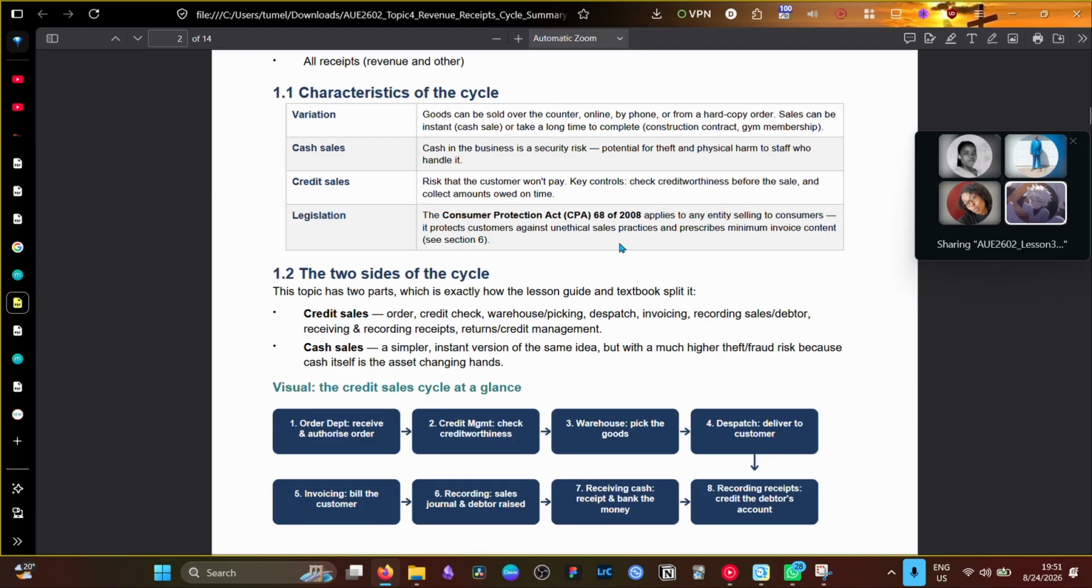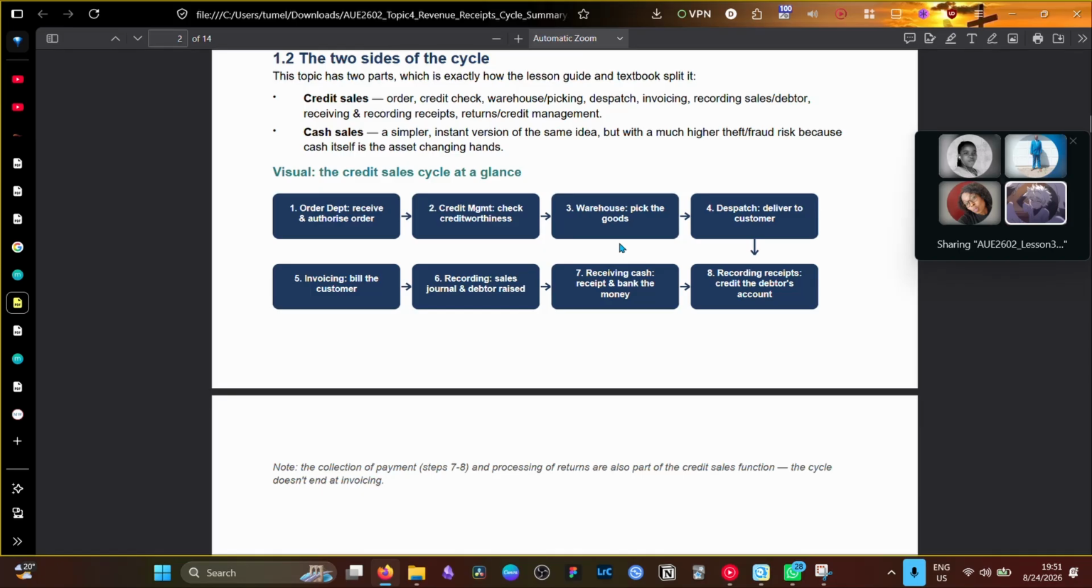So to visualize it, number one, order department. These are people that deal with orders. They receive and authorize an order. For example, if you order something online, these are the people that receive it, and then they check, okay, we have this in stock. That's why sometimes even if you try to order online, what does it say? Sold out. Because it's not there.